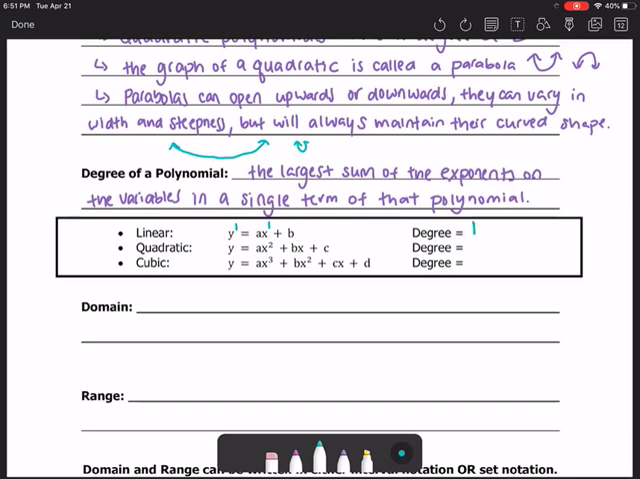In my quadratic, my y has an exponent of 1, my x has a 2, my x has a 1, and my c's got nothing. So my degree of a quadratic is 2.